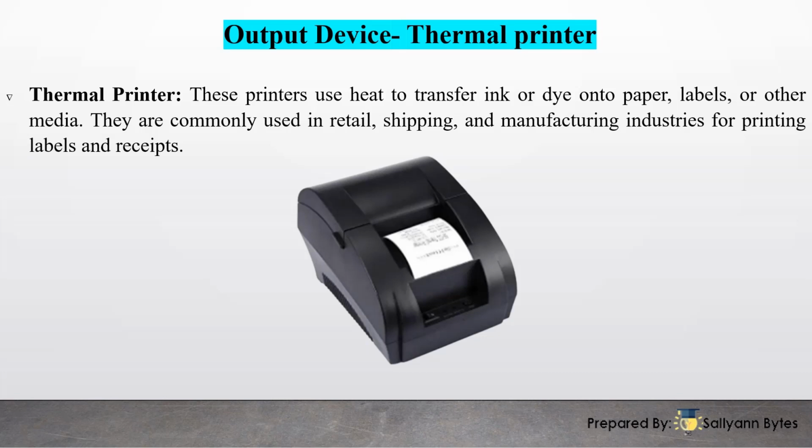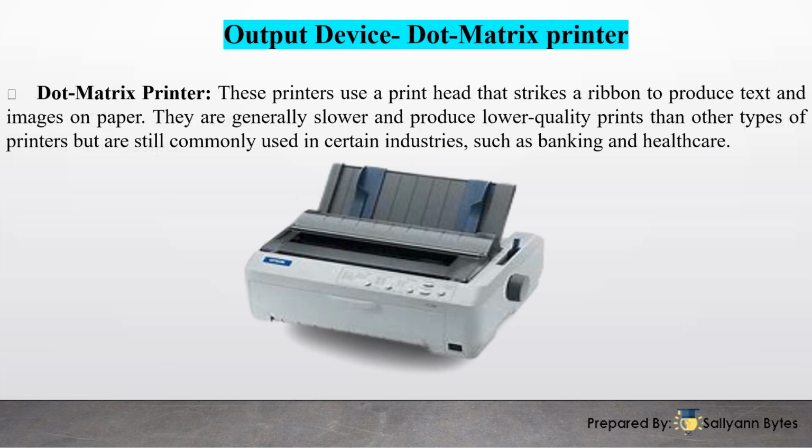The next output device is the thermal printer. These printers use heat to transfer ink or dye onto paper, labels, or other media. They are commonly used in retail, shipping, and manufacturing industries for printing labels and receipts. The next output device is the dot matrix printer. These printers use a print head that strikes a ribbon to produce text and images on paper. They are generally slower and produce lower quality prints than other types of printers, but are still commonly used in certain industries, such as banking and healthcare.